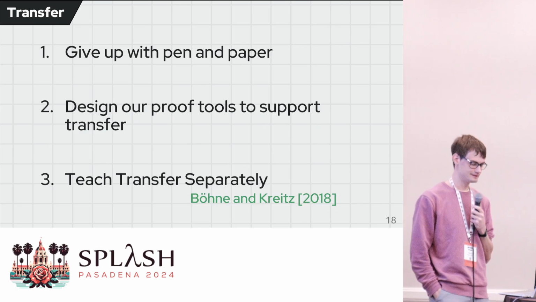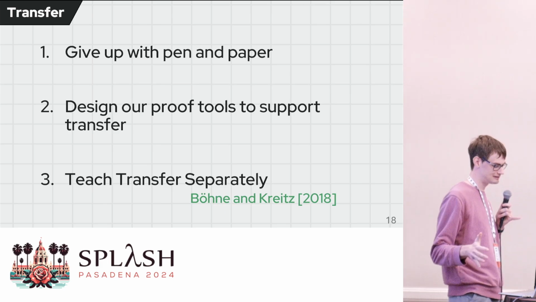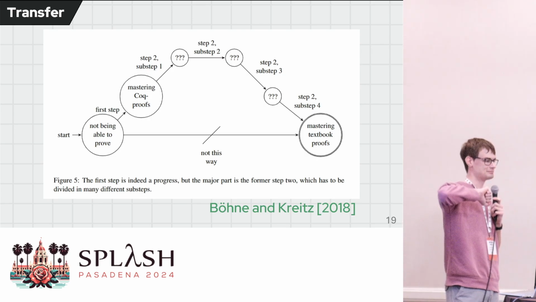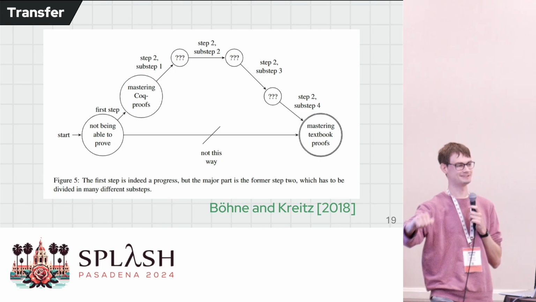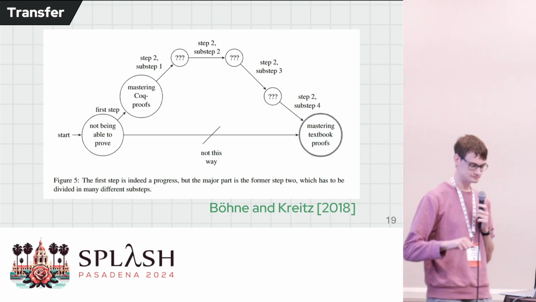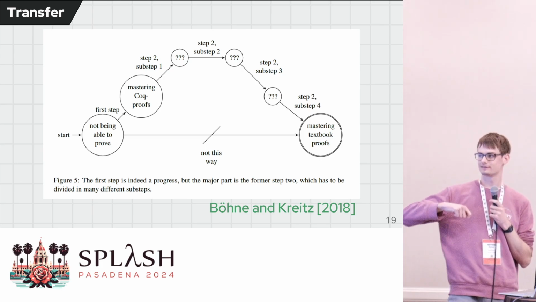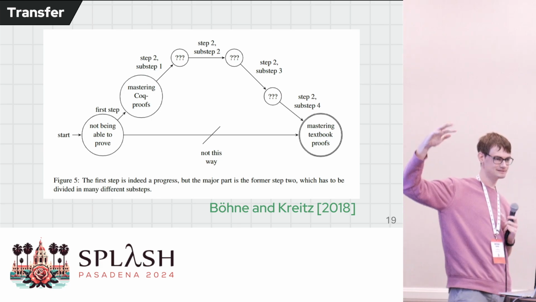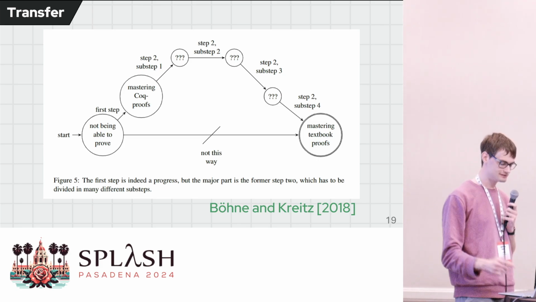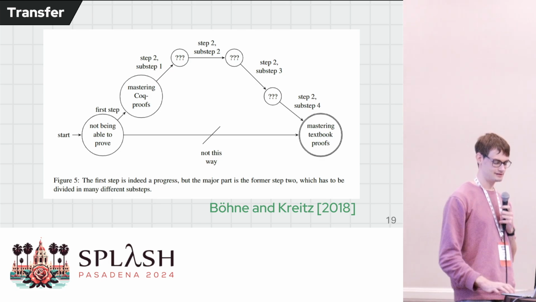The third approach, which is an interesting approach, is to teach transfer separately. These two, Boner and Kreitz, see mastering Coq proofs as the first step in a long series of steps in order to get to the point where you can write a textbook proof. So maybe you learn first how to use a proof assistant, and then through a series of adding comments, until eventually the whole thing is just comments that look like a textbook proof. So there's another interesting approach that I think is worth looking into. But yeah, I think in our lab we're opting for the second approach.